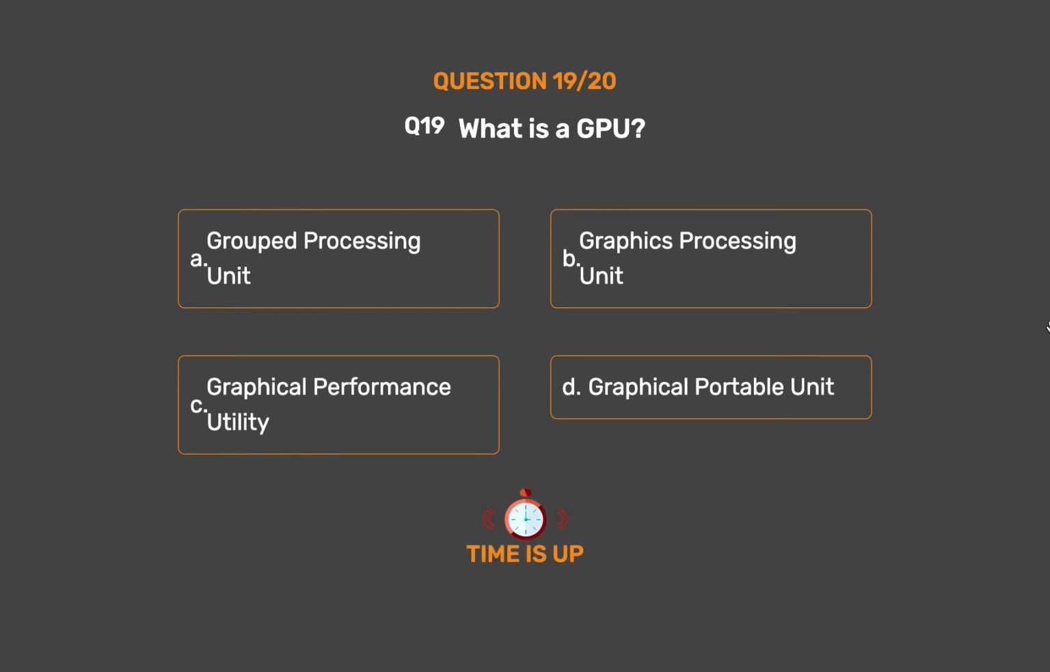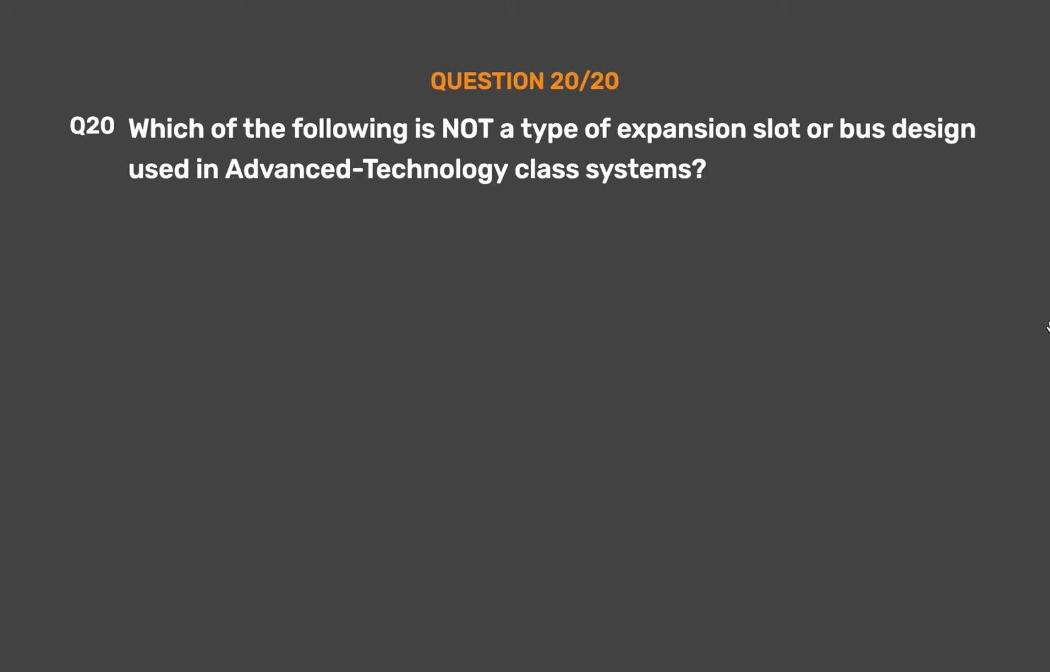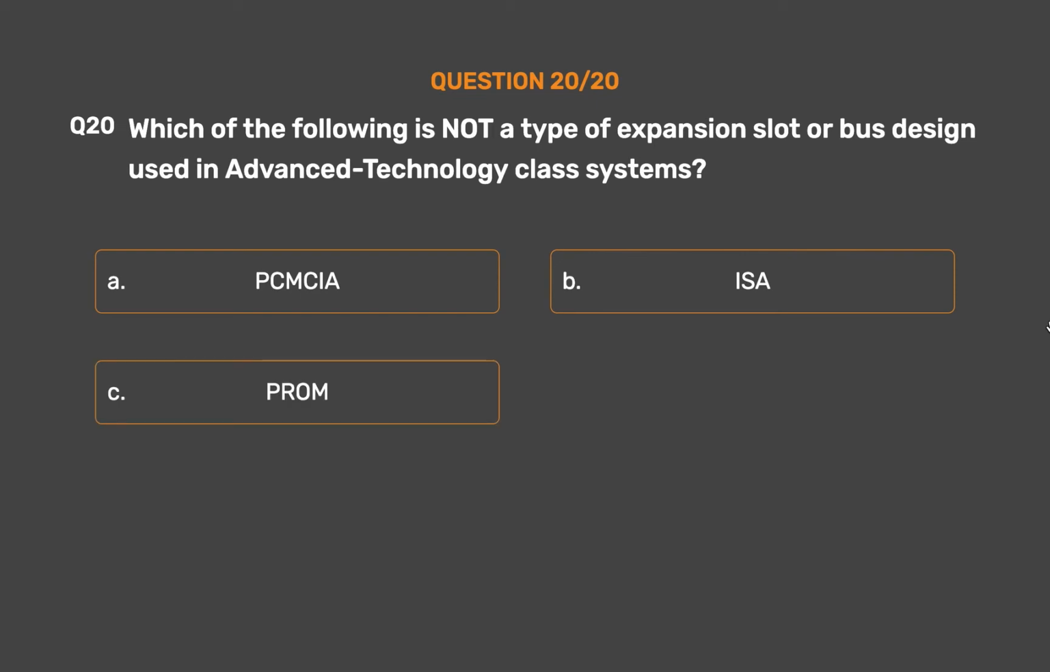The correct answer is Option B. Graphics Processing Unit. It is a chip dedicated to performing 3D calculations. Question number 20. Which of the following is not a type of expansion slot or bus design used in advanced technology class systems? Option A. PCMCIA. Option B. ESA. Option C. PROM. Option D. ESA.